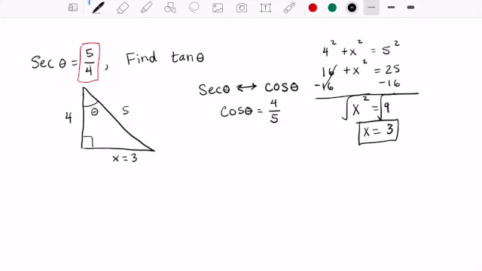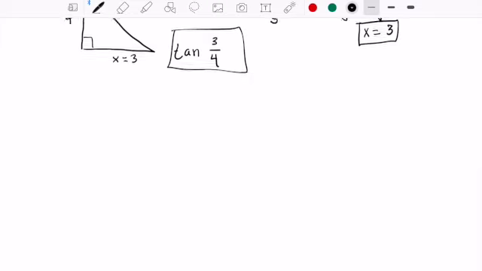So now that we have found our 3 sides, we can finish our answer by finding tangent of theta. So tangent of theta, we know, is the opposite side over the adjacent side. And that's it. So tangent, opposite over adjacent, gives us our answer. So easy. Let's look at one more.